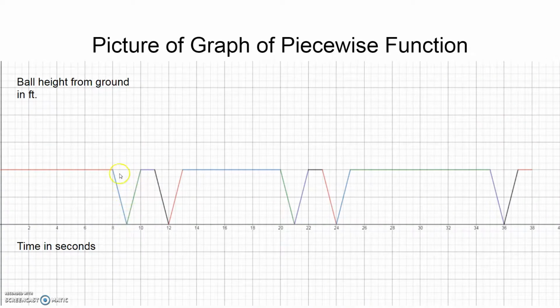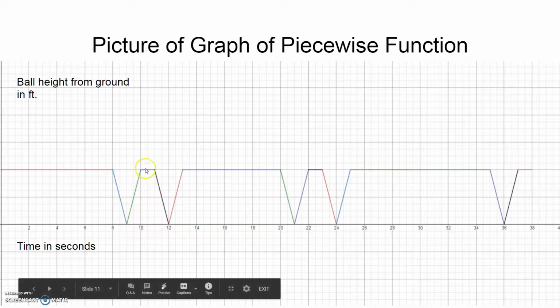These little up and down movements I graphed pretty easily, and it's basically when the ball was bouncing down and then bouncing back up, bouncing down, up, down, up, down, up, down, up.